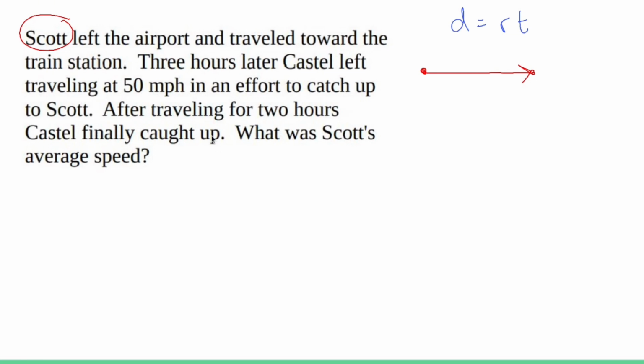So what do I know? Do I know his distance? No, I don't. Do I know his rate? No, I don't. Do I know Scott's time? Yes. Because he left, and after 3 hours, this other guy left, and after 2 hours, he caught up. So what I know about Scott is his time was t. But again, that's all I know.